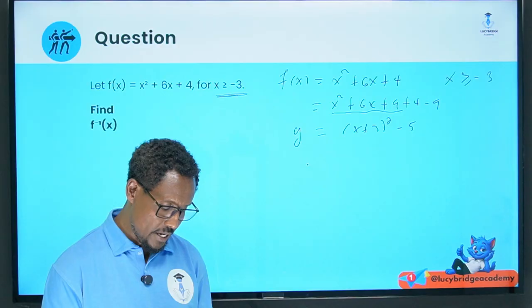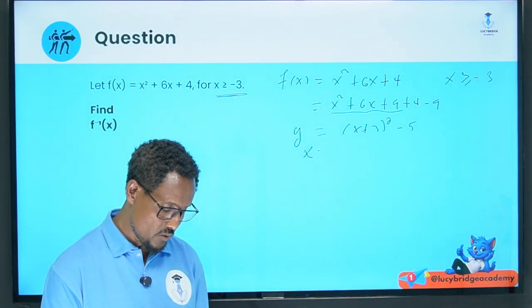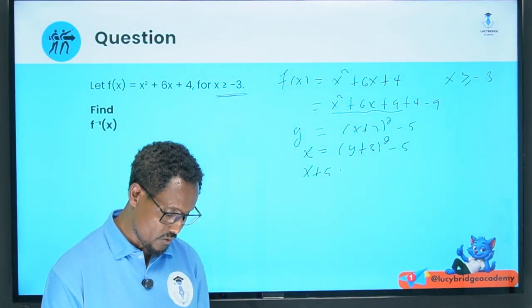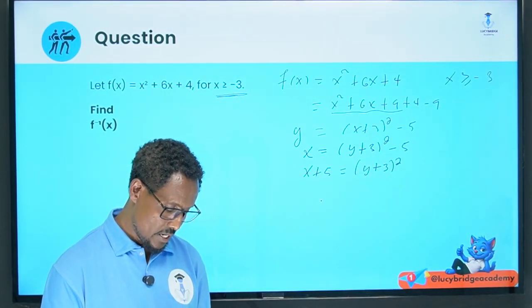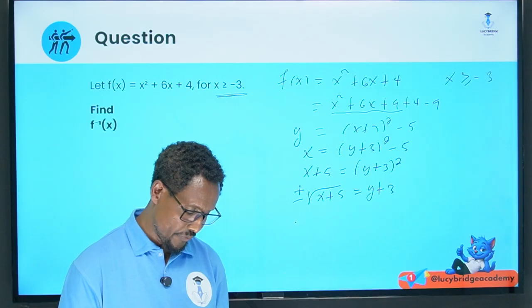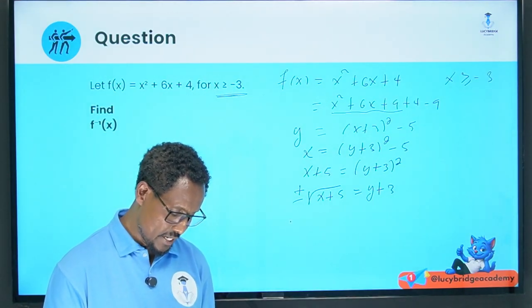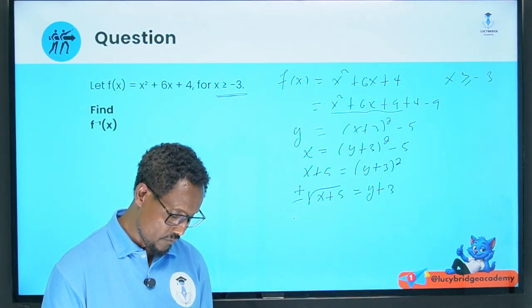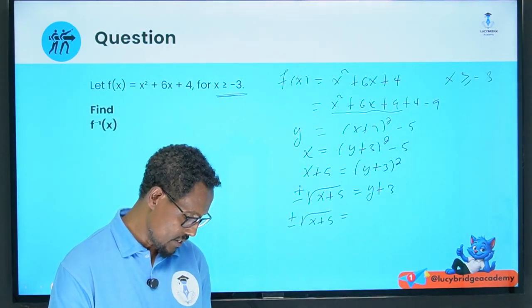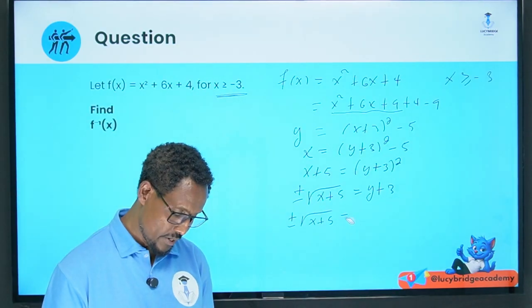Now exchange: x is equal to y plus 3 the whole square minus 5. x plus 5 is equal to y plus 3 the whole square. Now plus or minus the square root of x plus 5 is equal to y plus 3. Look, minus 3, yes: plus or minus the square root of x plus 5 is equal to, sorry, y minus 3, yes.